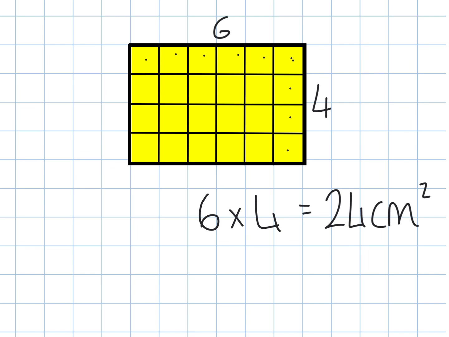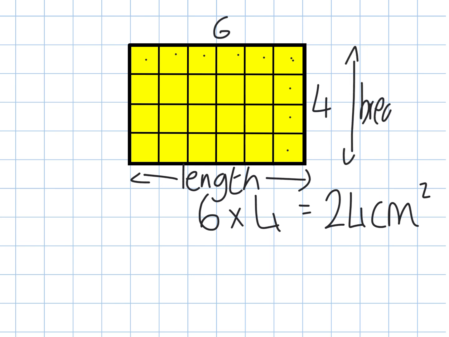The fancy words that go to these sides are length, for the longest one. So I think if you're swimming a pool, the long one would be the length, and the one that's left is your breadth. So length times breadth. Some people might use base and height, which means the exact same thing. You are multiplying the dimensions of the rectangle.